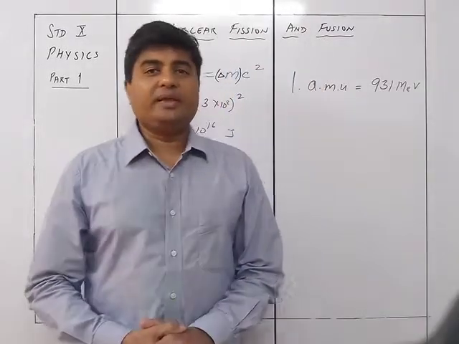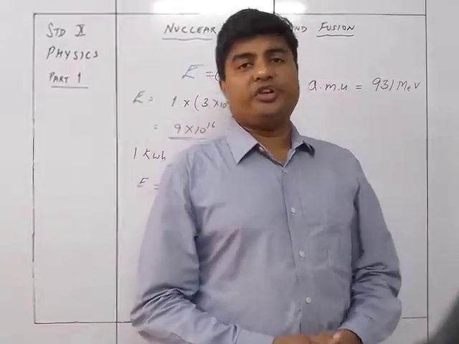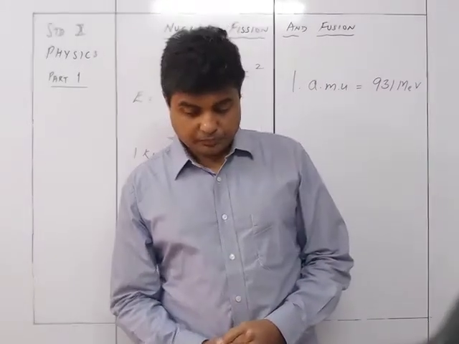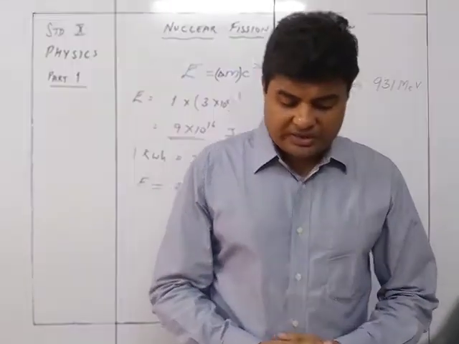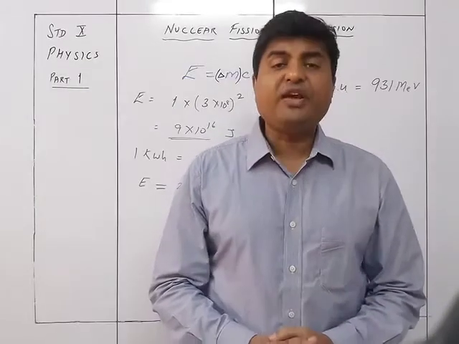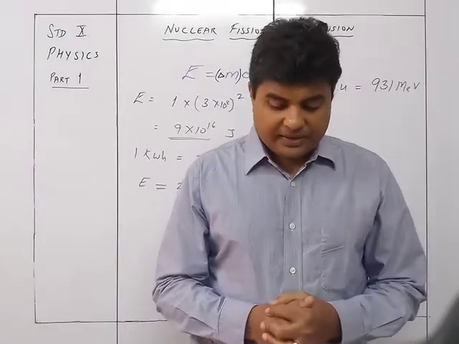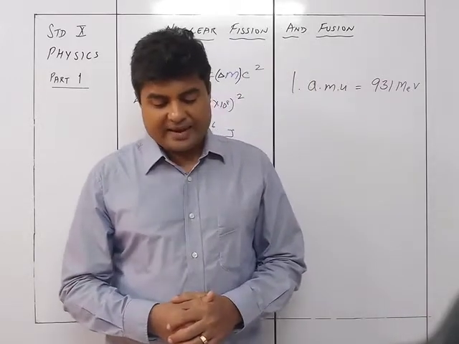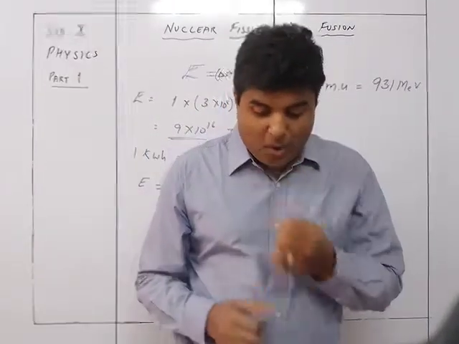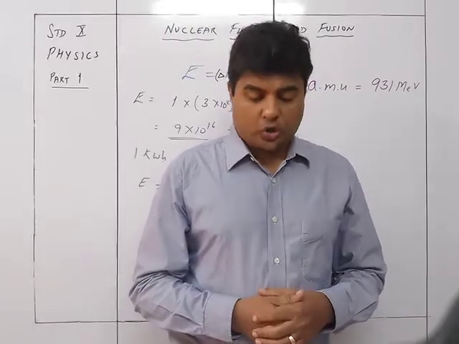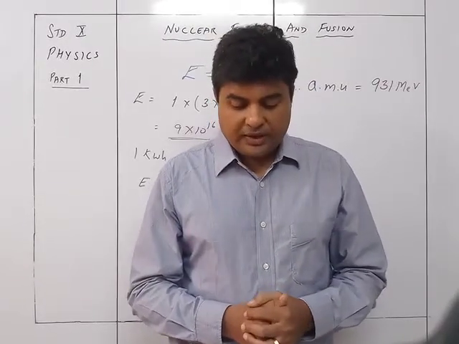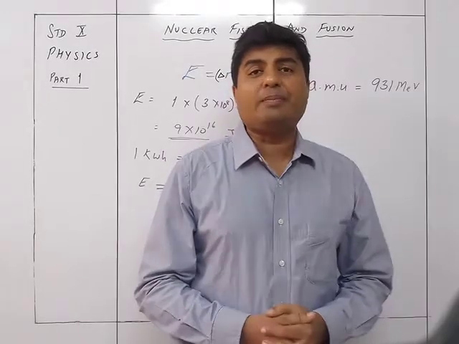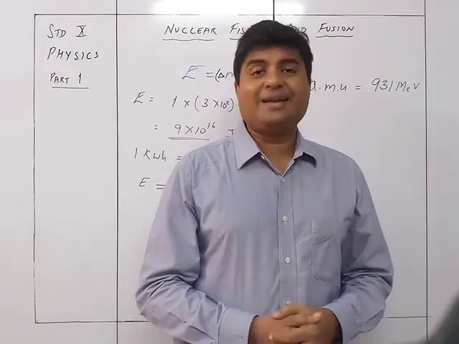Now let's start with the next part, that is nuclear fission. Nuclear fission is a process in which a heavy nucleus is split into two light nuclei of nearly the same size by bombarding it with a slow neutron. In each fission reaction, a tremendous amount of energy, that is 190 mega electron volt, is released.